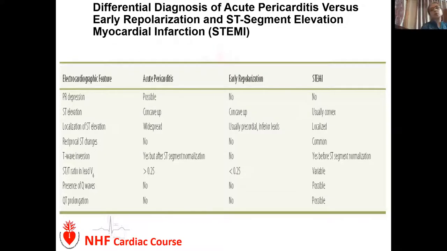And these are the four stages of ECG changes at a glance. Now to differentiate between acute pericarditis, STEMI, and early repolarization, there are some differentiating points in the ECG. To memorize, some of them are: the ST segment elevation, already mentioned, in acute pericarditis will be widespread and concave in shape, which is absent in STEMI. And the PR depression is obvious and must be present in pericarditis, which will be absent in both STEMI and early repolarization. Whereas reciprocal ST changes are common in STEMI and absent in both acute pericarditis and early repolarization. Also, STEMI may have Q waves and QT prolongation.